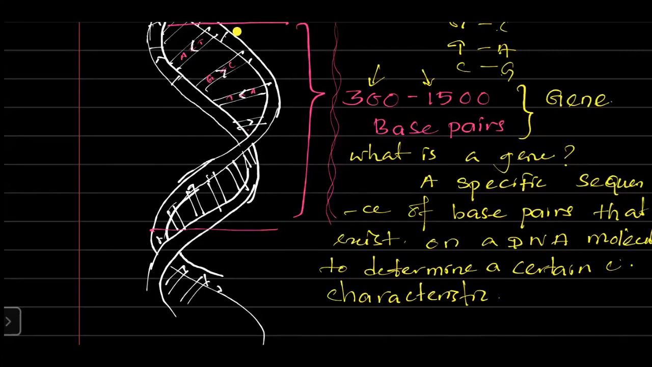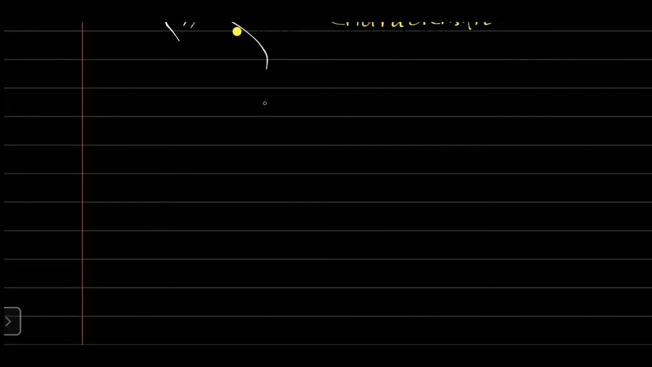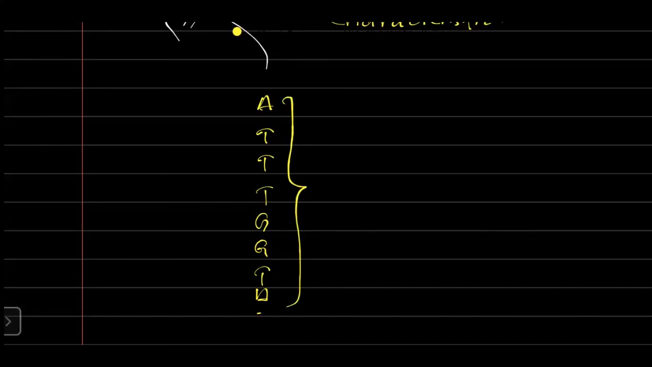Okay, no matter, with that specific sequence of base pairs. A specific sequence, like adenine, thymine, thymine, thymine, guanine, guanine, thymine, adenine. This sequence is not determined by us. This is determined by nature. The base sequence of this DNA molecule is determined by nature.